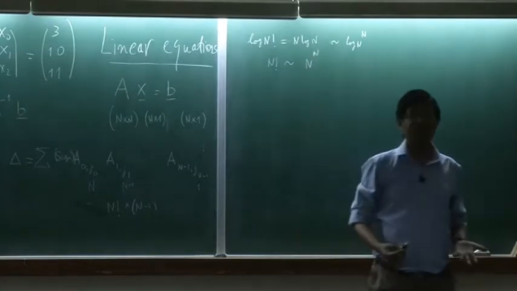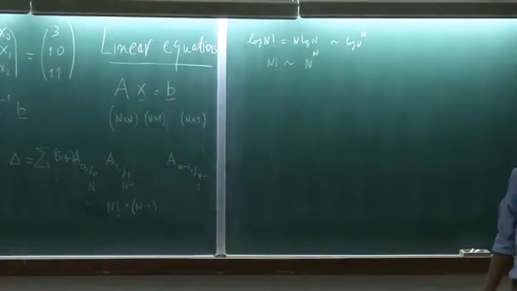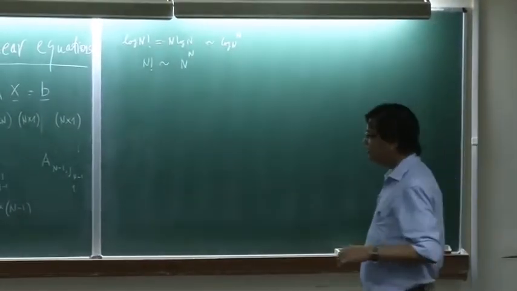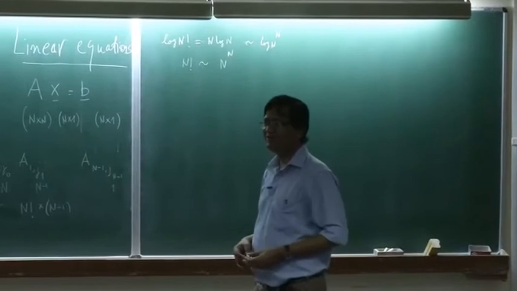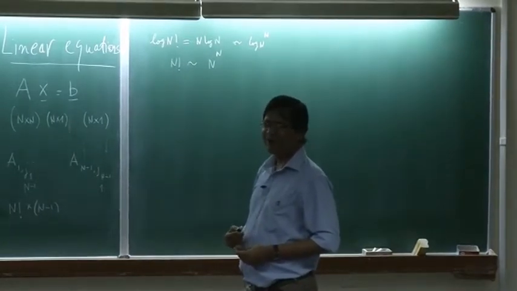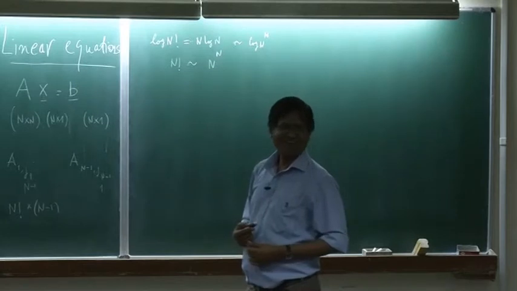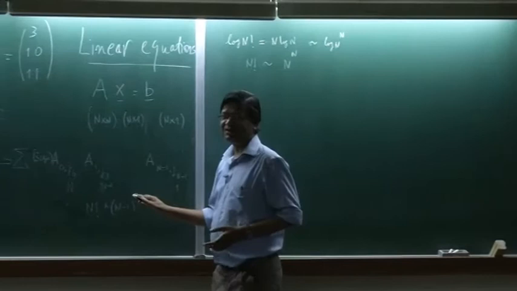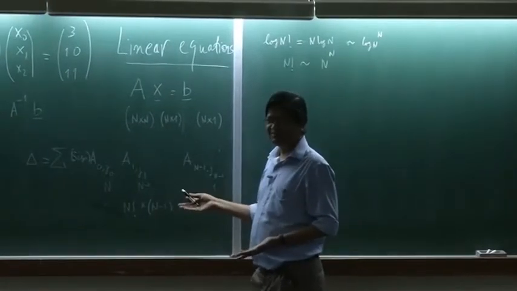N factorial is huge, n power n, and your computer will basically crash if you give it a 100 by 100 matrix. 100 to the power 100 is a big number. So, this is not a practical way to do it for large matrices. Large means even 100 is not going to work.